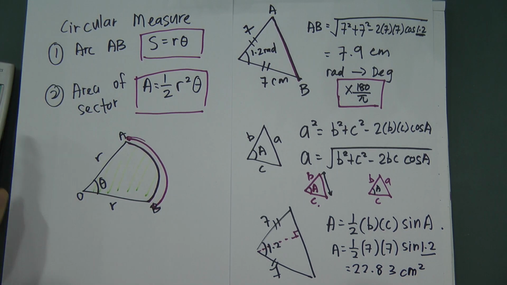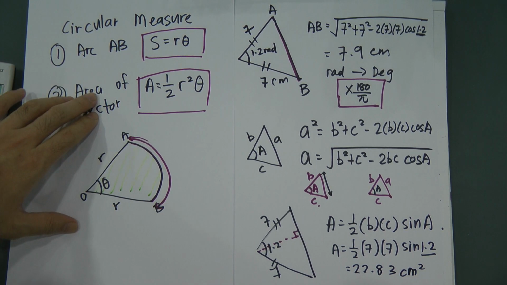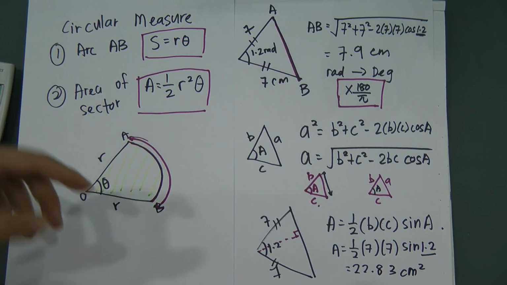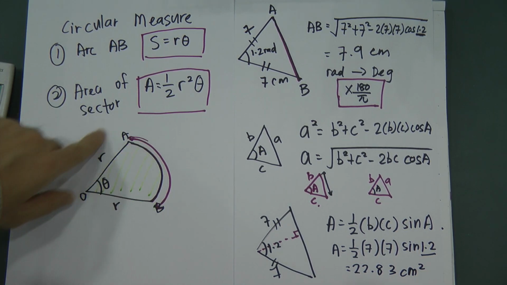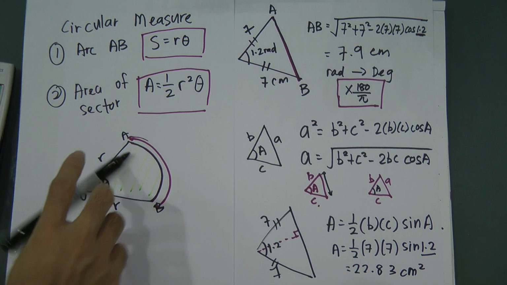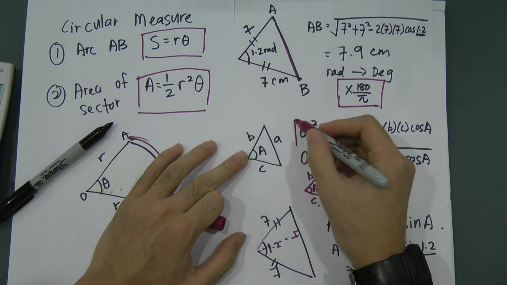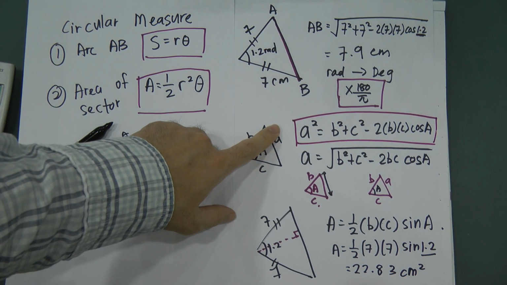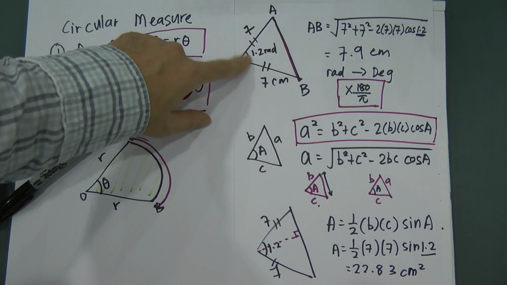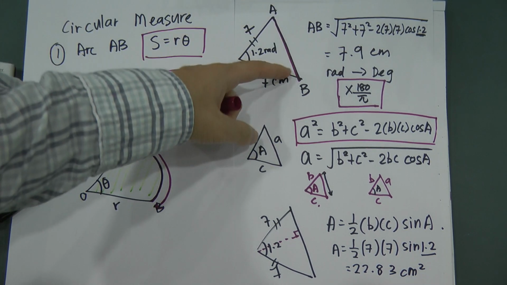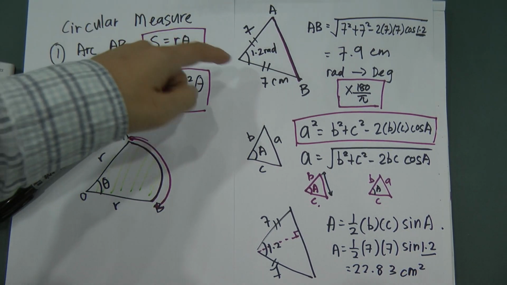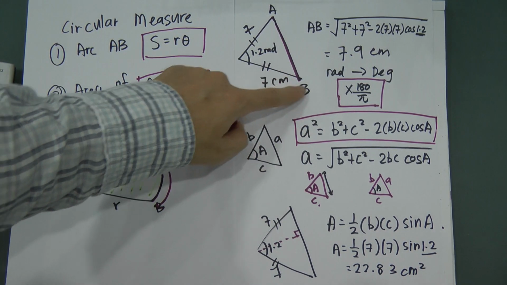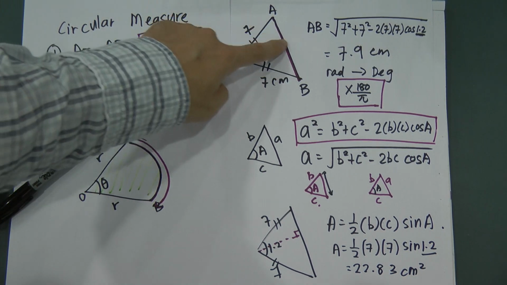Basically, you learned four formulas over here. One formula is to find the arc AB. The other formula is to find the area of a sector. And one more formula is the cosine rule in solution of triangles. The cosine rule can help you find the length opposite the angle. If this is the angle, this is the opposite length. Of course, you must have two sides and one angle in between. If this is the length you want to find, you must have two sides and the one angle in between.